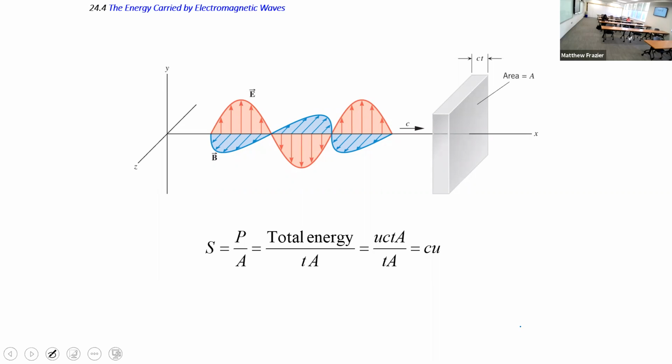But the power is the total energy divided by time. And then the total energy is the energy per unit volume times the volume. And here the volume is the area of this surface times the distance the light covers, which is the speed times the time. So the area drops out of it, and so does the time. The intensity of light looks like the energy per unit volume times the speed of light. That kind of makes sense from a unit point of view.